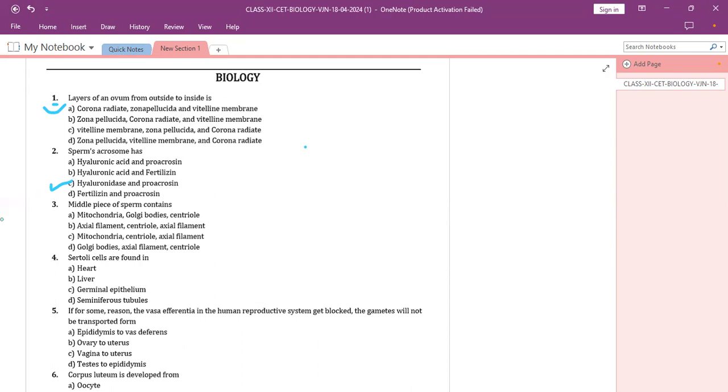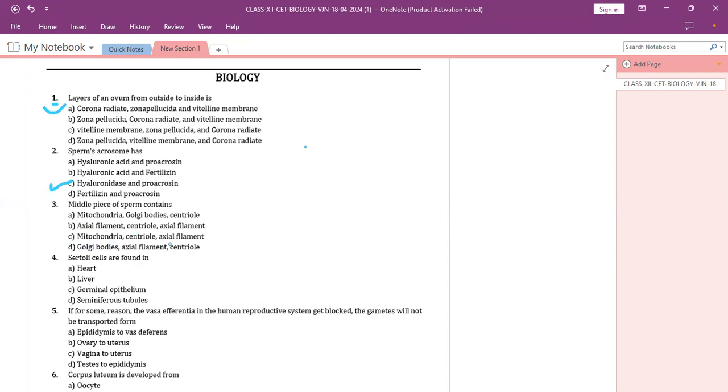Third one, the middle piece of the sperm contains A. Mitochondria, Golgi body, centriole, B. Axial filament, centriole, axial filament, C. Mitochondria, centriole, axial filament, and D. Golgi bodies, axial filament, and centriole.